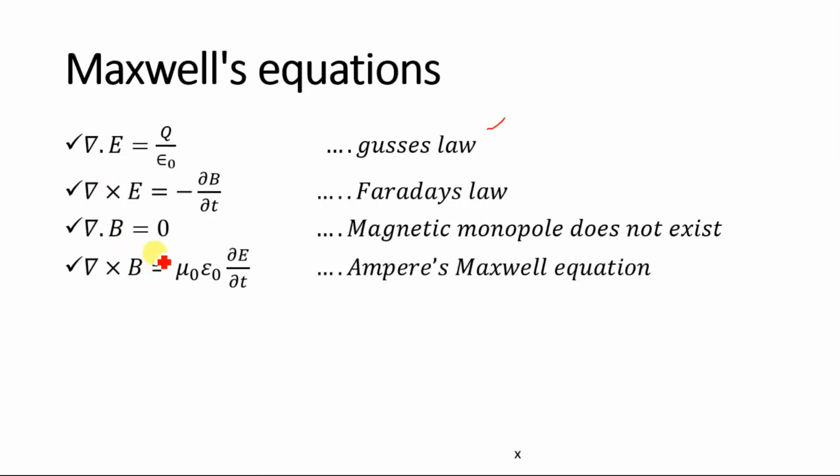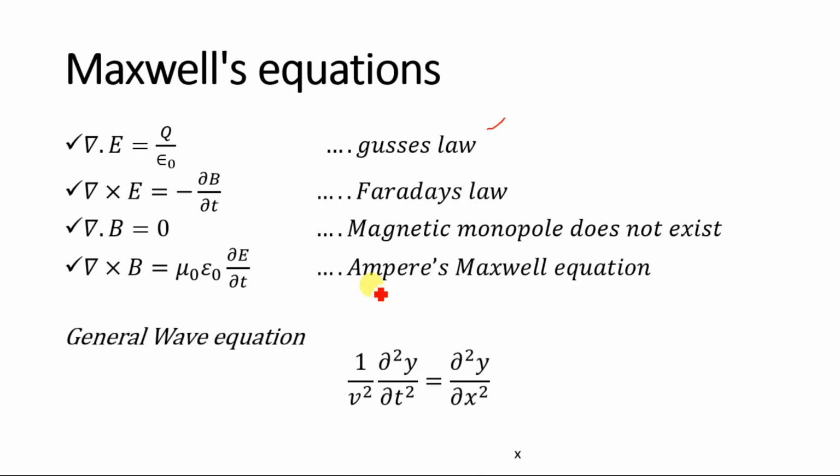And the fourth equation of Maxwell is the curl of the magnetic field is equal to mu naught epsilon naught ∂/∂t of the electric field, which shows that the change in electric field produces a magnetic field, also known as Ampere-Maxwell equation. The general wave equation is 1 over v squared ∂²y/∂t² equals ∂²y/∂x². In this equation, v represents the velocity, and this is the equation for a sinusoidal wave.